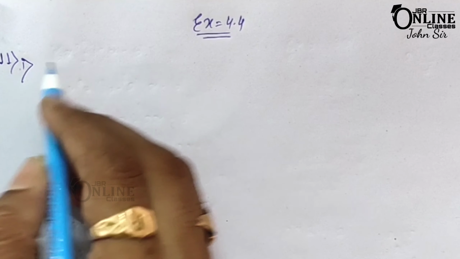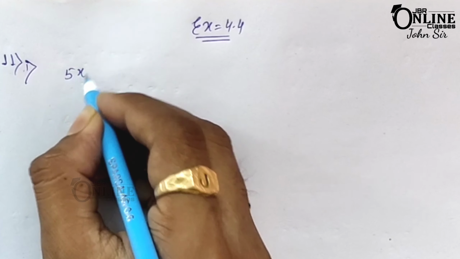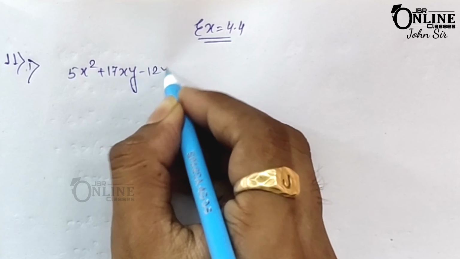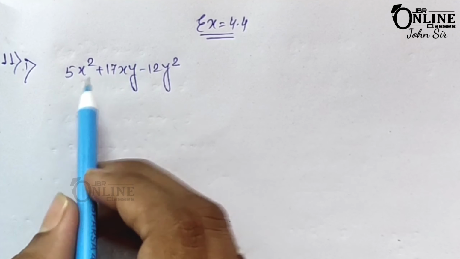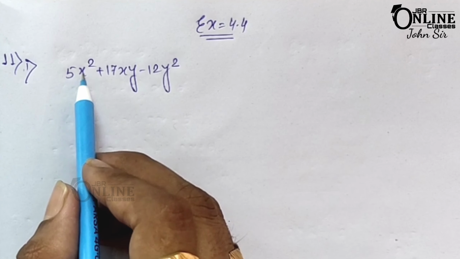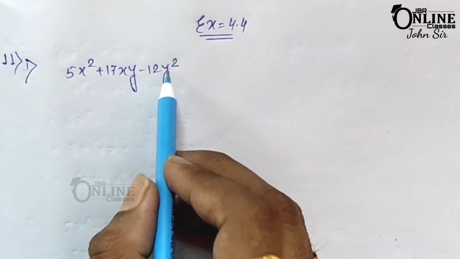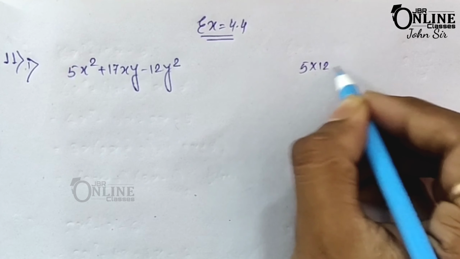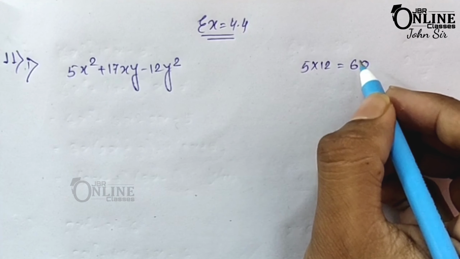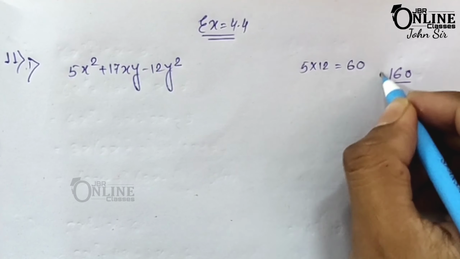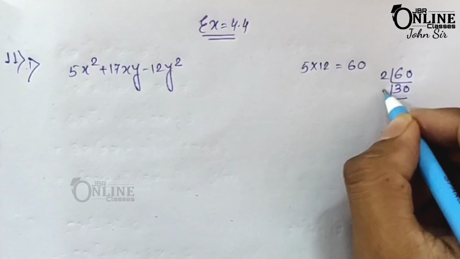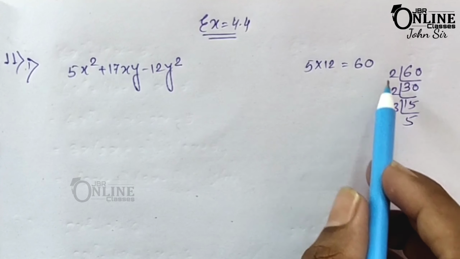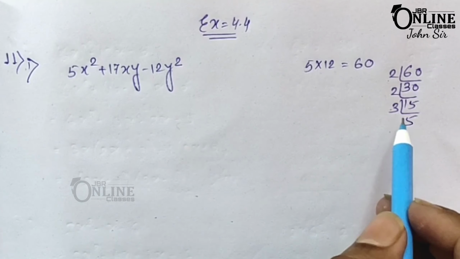So here sum number 11.1, the given problem is 5x square plus 17xy minus 12y square. Okay, so here the coefficient of x square is 5 and the coefficient of y square is 12. So first you have to multiply 5 into 12, that becomes 60. Okay, then factorize 60: 30, 15, 5. So you have now 2, 2, 3, 5 as the factors.